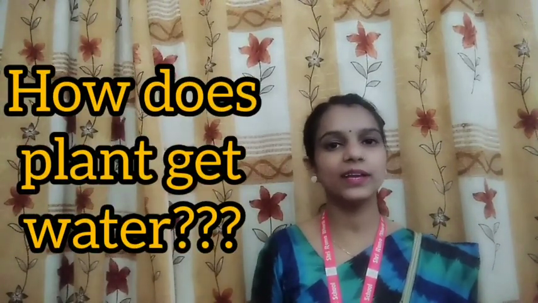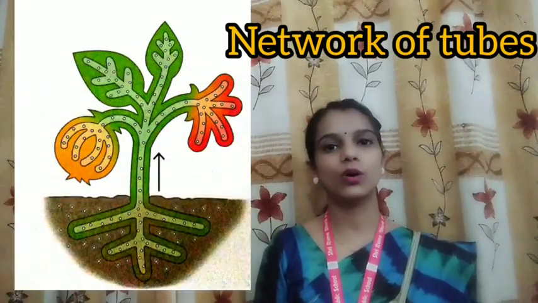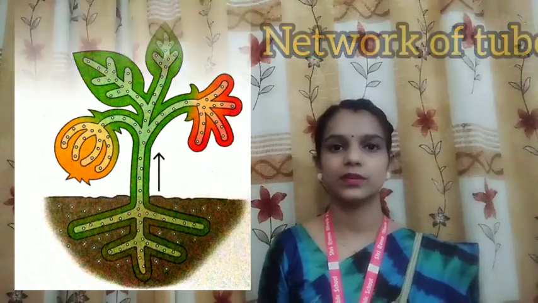Now coming to water. How does a plant get water? See, all plants have a network of tubes. These tubes are like our straws or water pipes. As with the help of a water pipe you can carry water from one place to another place, in the same way this network of tubes also absorbs water and gives it to other parts of the plant.